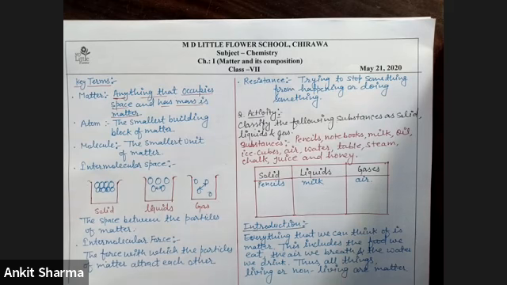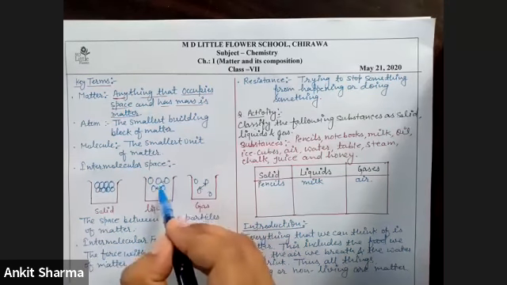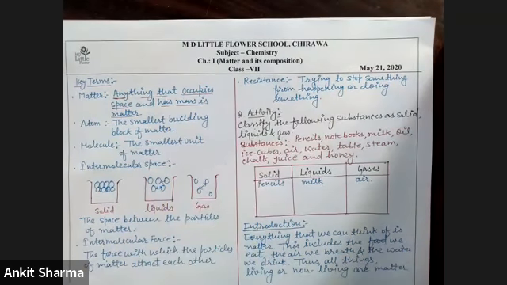Then we come to intermolecular space. What is intermolecular space? The space between the particles of matter is called intermolecular space. Then intermolecular force. A force exists which works between two or more particles, which is known as intermolecular force. It is the force with which the particles of matter attract each other.